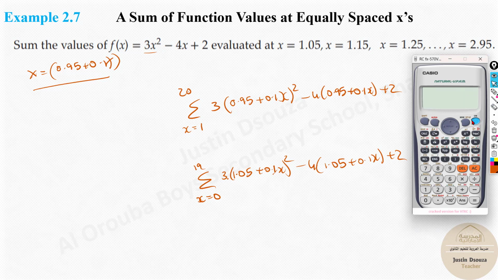Now all you need to do is substitute over here by pressing shift alpha x. Now make sure you put the brackets properly. The brackets over here need to start with 0.95 plus 0.1. It's 0.1 or .1, it works. Alpha x. Now close the bracket and square it up. Now minus 4, it's fine, but now again use the bracket 0.95 plus 0.1. If you don't want to write 0, it's fine, you can write directly .1, you will get the correct answer itself. Close the bracket plus 2.